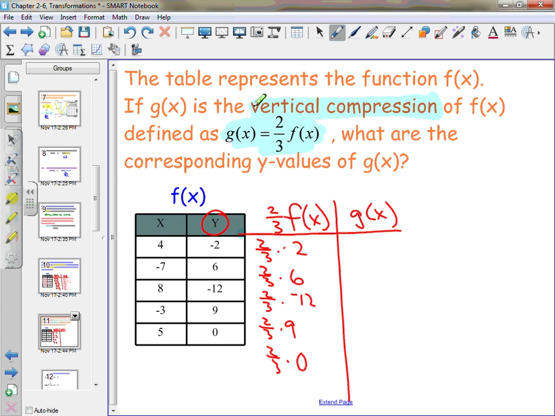Now 2 times negative 2 is negative 4/3. 6 times 2 is 12 divided by 3 is 4. Negative 12 times 2 is negative 24, divided by 3 is negative 8. 9 times 2 is 18, divided by 3 is 6. Anything times 0 is 0. Do we see our g of x function there? Yes or no? Great.